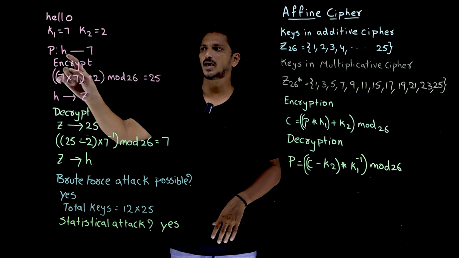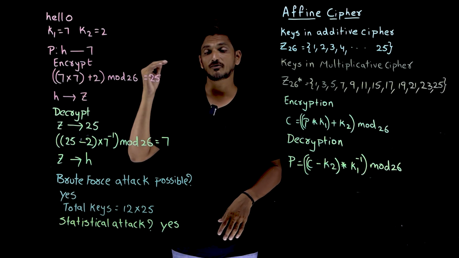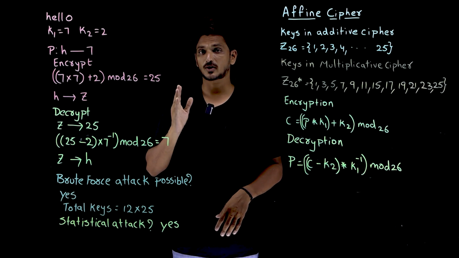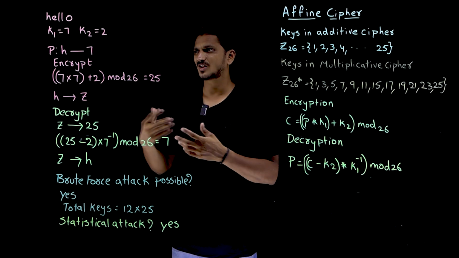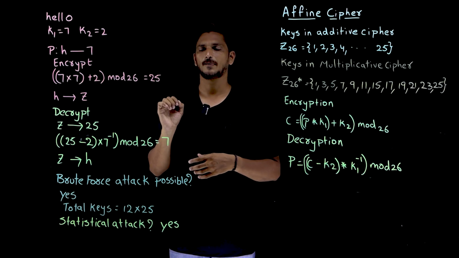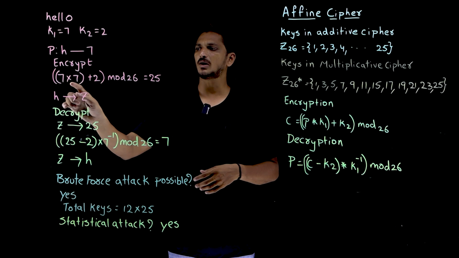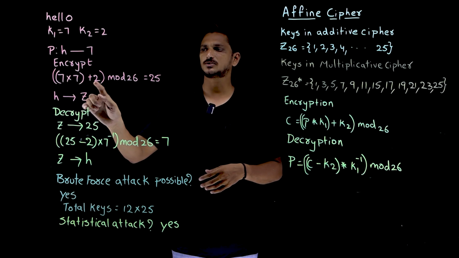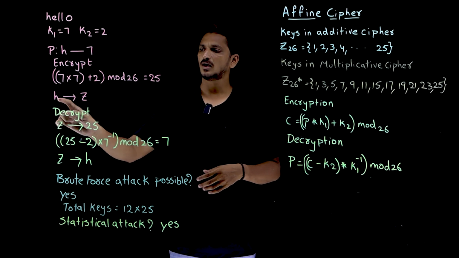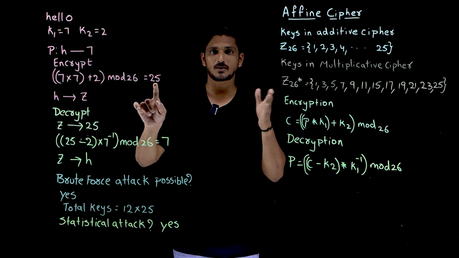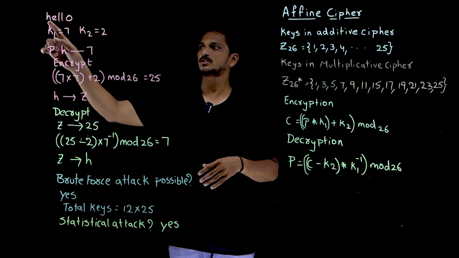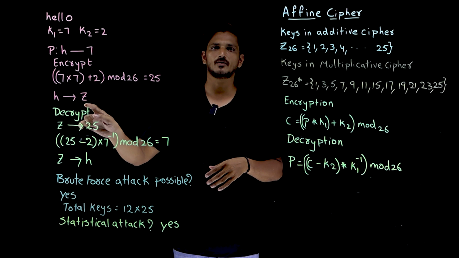So plain text H. What's the value for H? 7 is the value for H, because in our previous classes we already discussed why H is equal to 7. We assign numbers for each character. Now encryption is 7 multiplied by our key, 7, plus 2, modulus 26, which is 25. 25 in our numbering means Z. So H is converted to Z. In the plain text if you have H, in the ciphertext we have a Z.